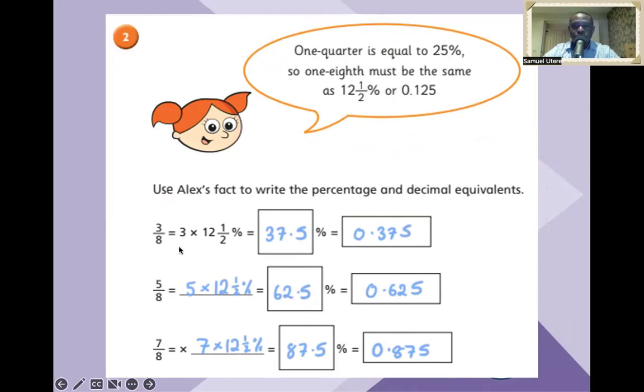Okay. So here, if 1/8 is 12.5%, so that will be 3 lots of that. Okay. So you're just using the facts that Alex has stated to answer these questions. This will be 5 lots of that, and there should be 7 lots of that.